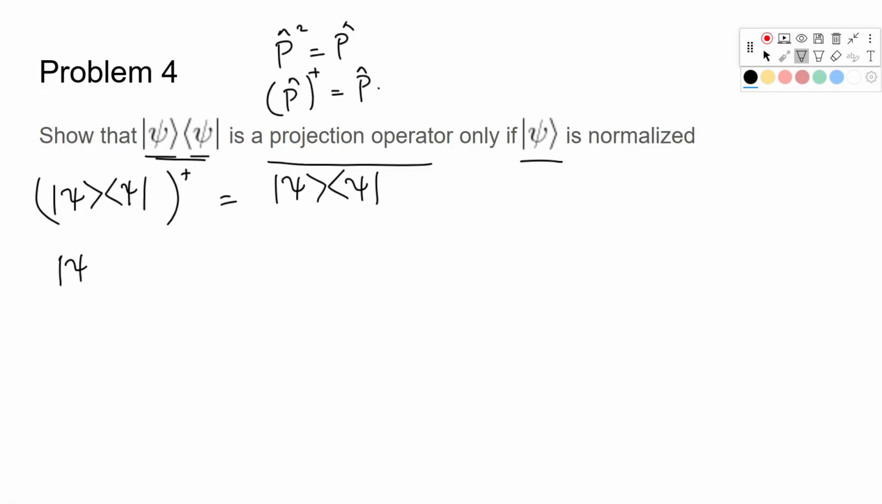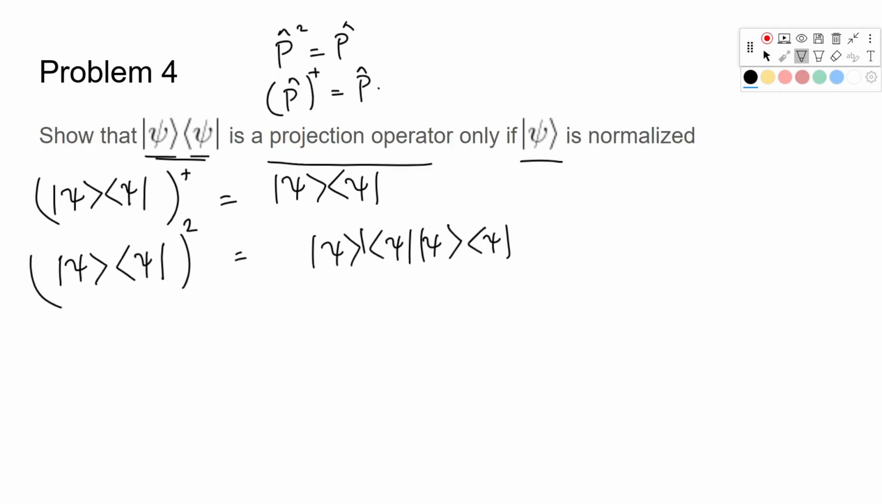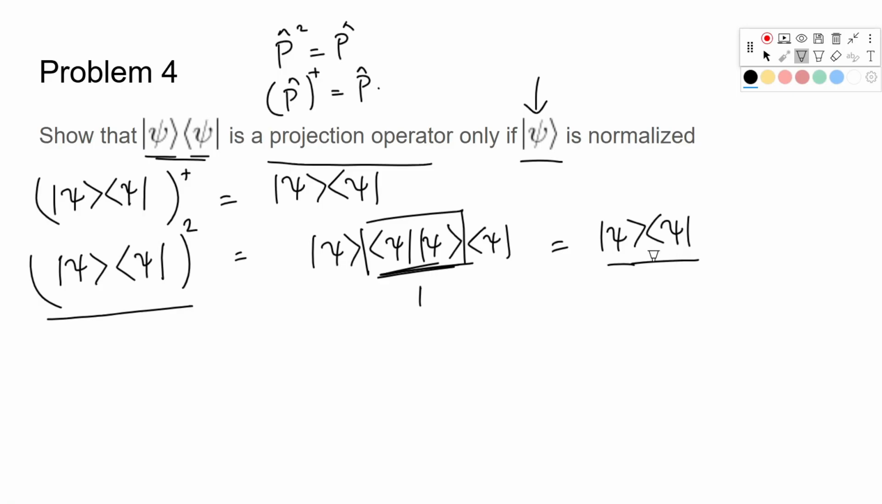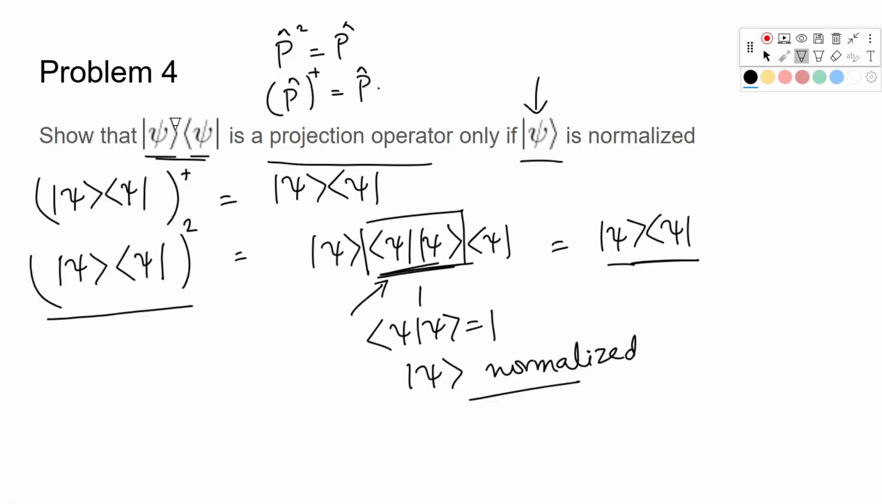Now let's look at the other condition, square it. If the ket of psi is normalized, then this bracket product becomes equal to 1. So the only way in which this ket-bra product squared can be equal to the ket-bra product is if this is equal to 1, which means psi is normalized. So we have proven that this is a projection operator only if psi is normalized.